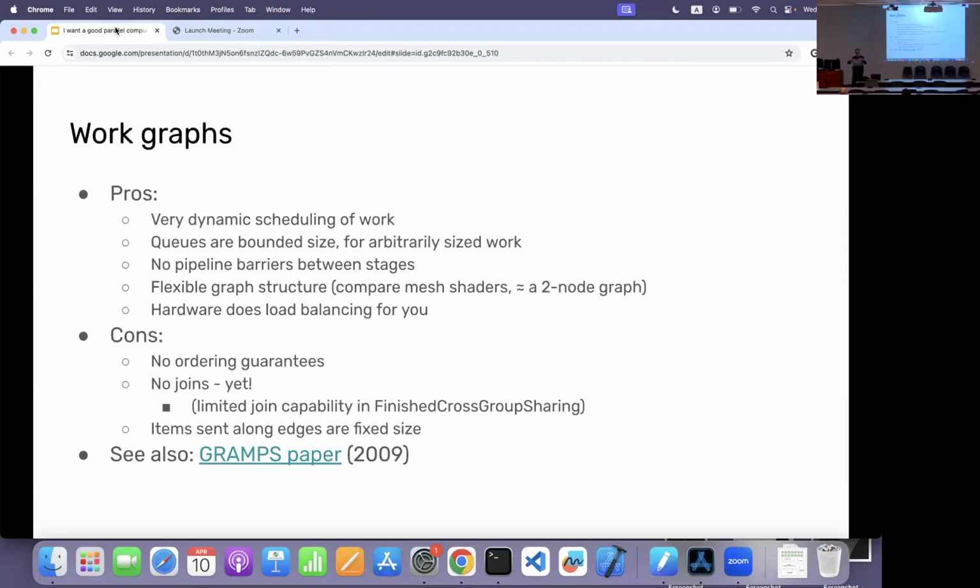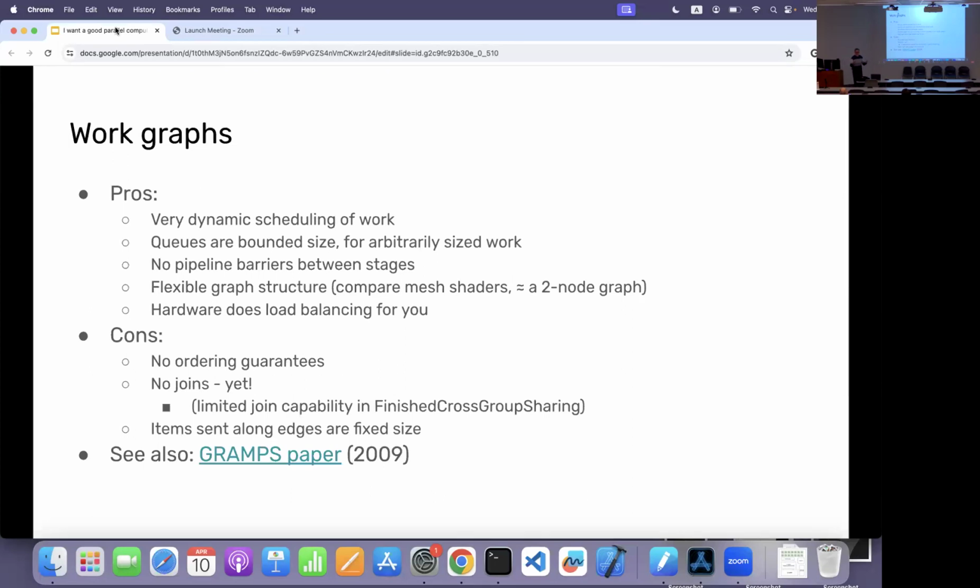It kind of builds on work called mesh shaders, which is a few years old. And you can think of a mesh shader as just being a graph that has two nodes, and the roles of those two nodes. One is the amplification shader, which generates your grass blades, and the other is the mesh shader, which creates the triangles. And so it generalizes that.